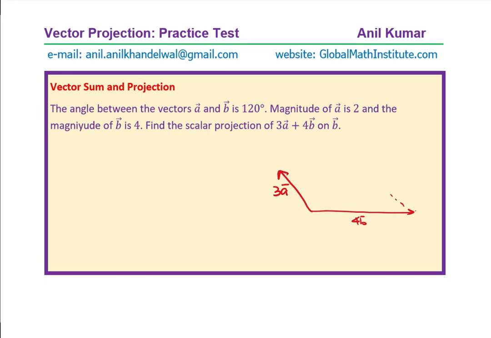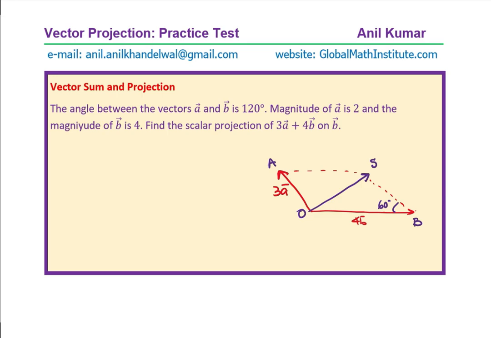And as we did, we'll find the sum of these two vectors. The sum of these two vectors is OS. This point we are calling A, this point we are calling B. So now the angle here will be 60 degrees.